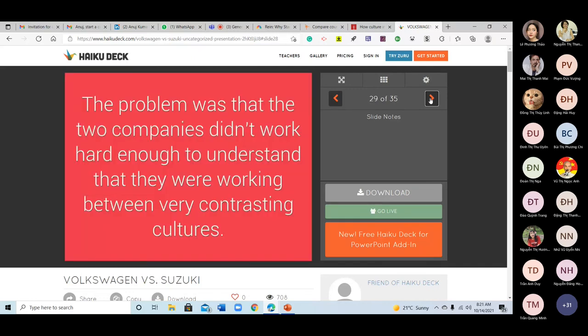So what is the analysis? The problem was that the two companies didn't work hard enough to understand that they were working with very contrasting cultures. One has high power distance, another has low power distance. One is individualistic, another is collectivistic. They didn't realize that they had a large gap in their culture. If they had realized that, it would have been an easy affair for them.